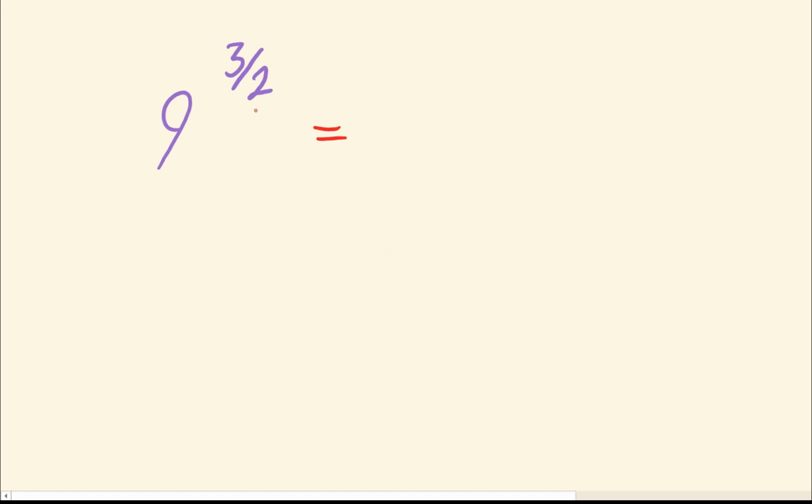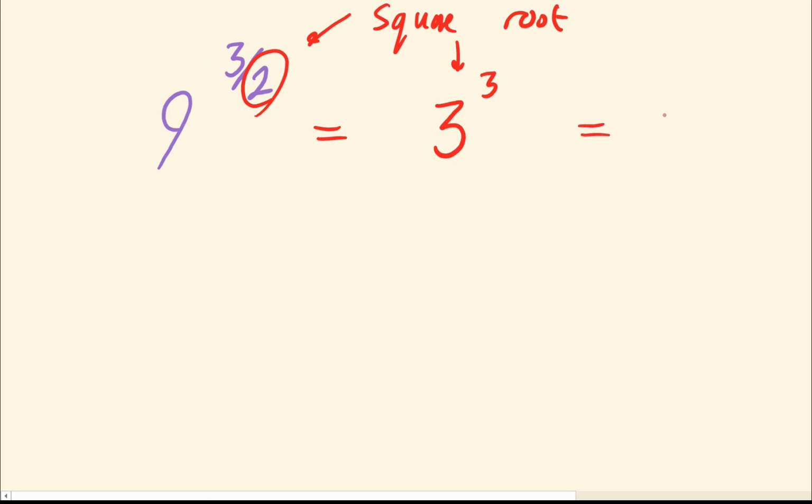Because we've got 9 to the 3 over 2, this bit here means the first thing you want to do is take the square root. So we're going to take the square root of 9, and we should know that's 3. Okay? Because we've got a 3 on the top, we then need to raise that to the 3rd power. So first we do the root based on the number at the bottom of the fraction, and then we raise the power based on what's on top of the fraction. We then have 3 cubed, which I think we saw a second ago was 27.